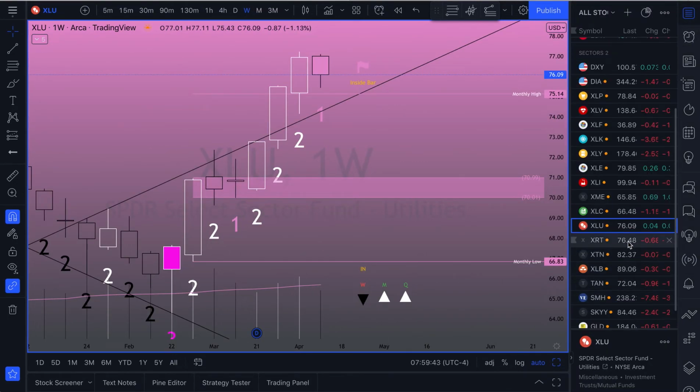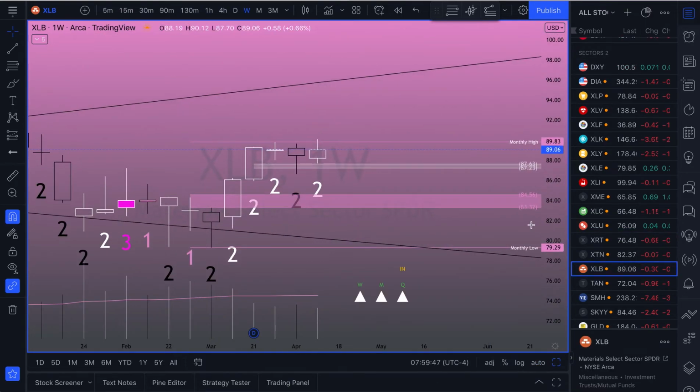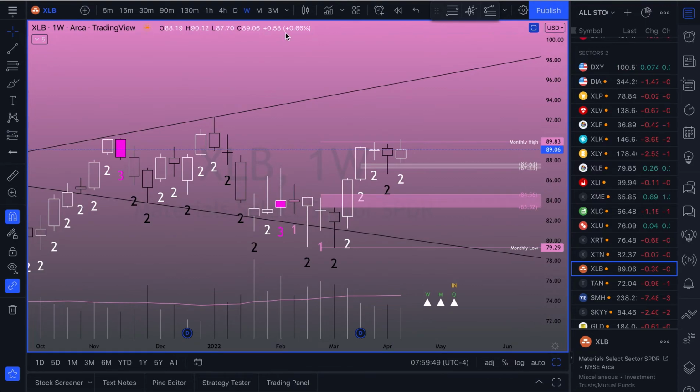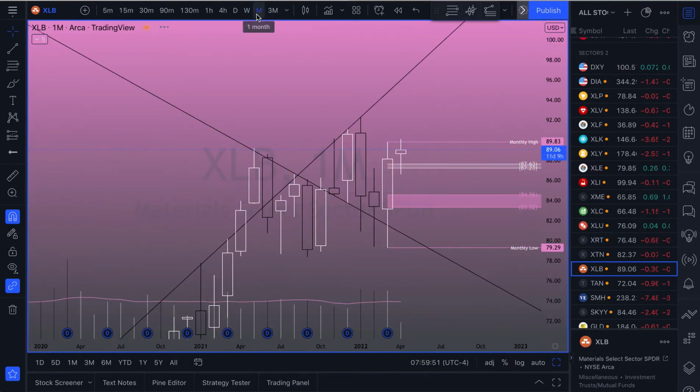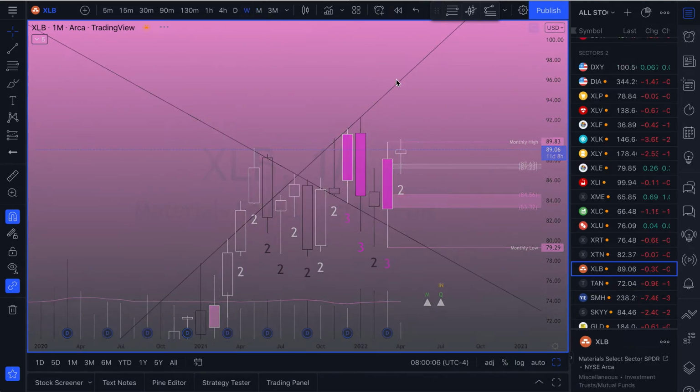What else? We have XLB, middle of the try. Ooh, trigger 2 up. Let's see. We triggered the 2 up on a monthly. 3, 2, and 4s. Not bad. XLB. All right, this don't look bad. I'm sure that monthly is, yeah, that monthly is correct.